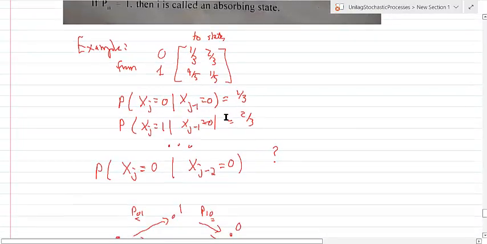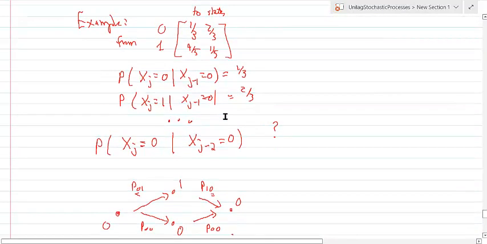So let's look at an example. Here we have a transition matrix with from states and to states. So moving from state 0 to state 0 has probability 1/3, and so on. I can write this in terms of conditional probabilities. The probability that xj equals 0 given xj minus 1 equals 0 is 1/3. Probability xj equals 1 given xj minus 1 equals 0 is 2/3, and so on. There's two more conditional probabilities conditioned on xj minus 1 equals 1.